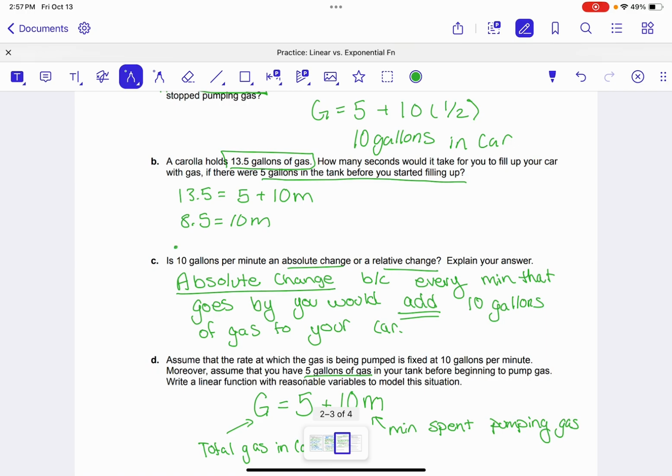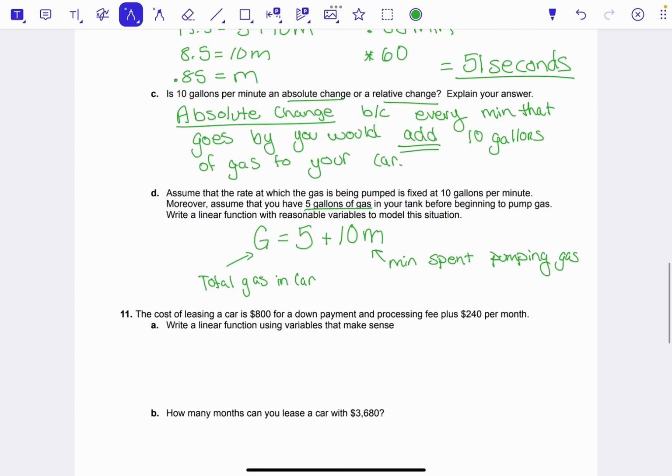Divide by 10. And so it's going to take 0.85 minutes, but I wanted seconds. There are 60 seconds in each minute. So if I multiply that decimal by 60, I would find out that it will take 51 seconds to fill up my car. For some reason, it always feels a lot longer when I'm pumping gas, but the data doesn't lie.